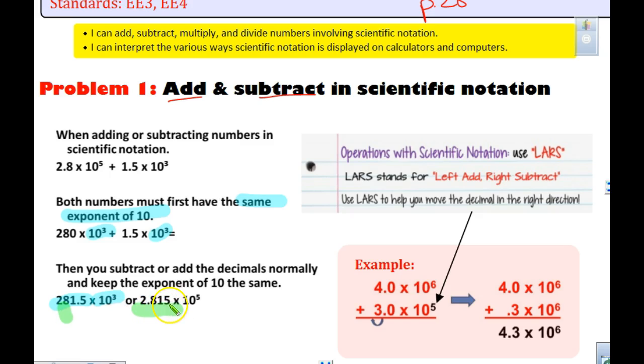That doesn't change. But when we write our final answer in scientific notation, the first number must be between 1 and 10. So we're going to move the decimal back in between the 2 and the 8. So we'll get 2.815. How many places? Before we had to move it 3. Now we have to move it 4, 5 places. So this would be our final answer.